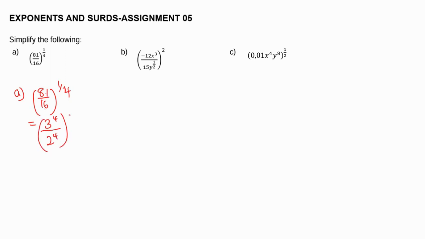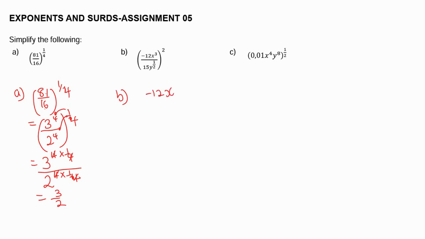Right? And then all this to the power 1 over 4. So we are distributing the exponent 1 over 4. So it becomes what? 3 to the power 4 times 1 over 4 over 2 to the power 4 times 1 over 4. Right? Then 4 times 1 over 4 is 1, because 4 divided by 4 is 1. Then here, 4 times 1 over 4 is 1, because 4 divided by 4 is 1. So we are remaining with 3 over 2.